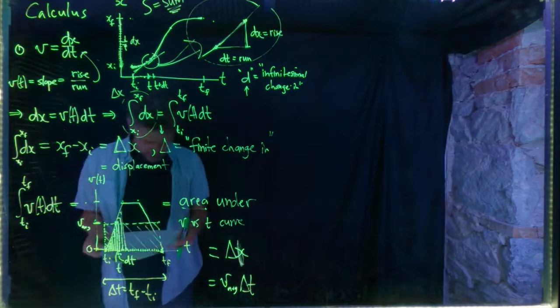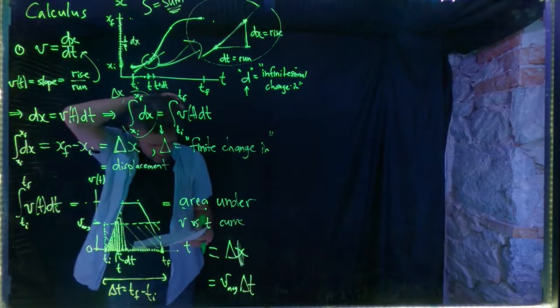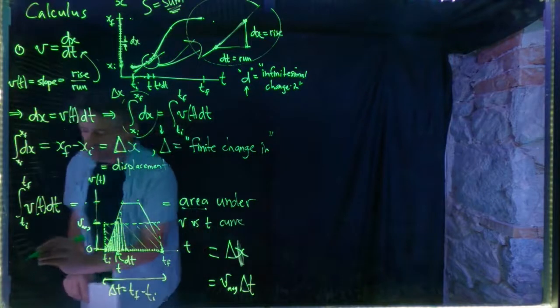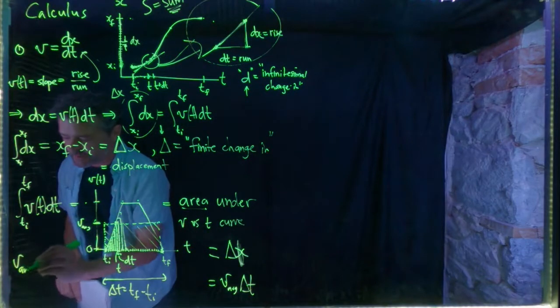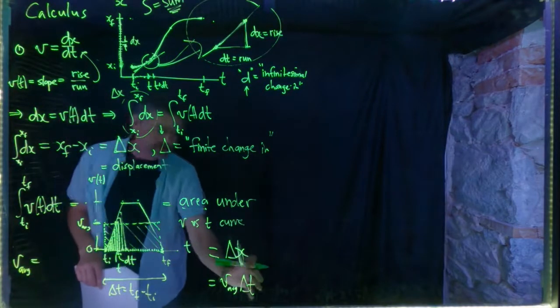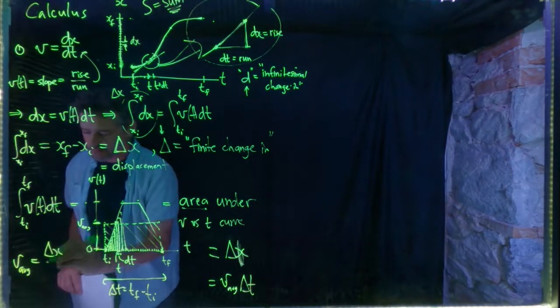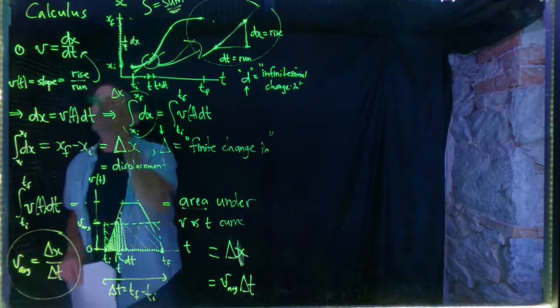Okay, very good. So that's that. What else can I say? So another way to rewrite this is you can write this as the average velocity. Just sort of flip this around. Average velocity is delta x divided by delta t. So I want you to distinguish between these two equations.